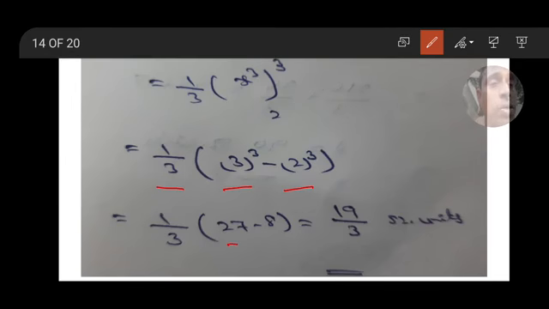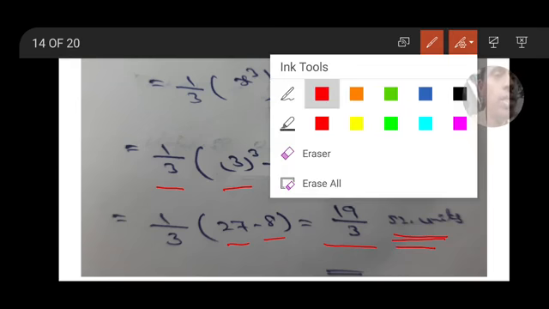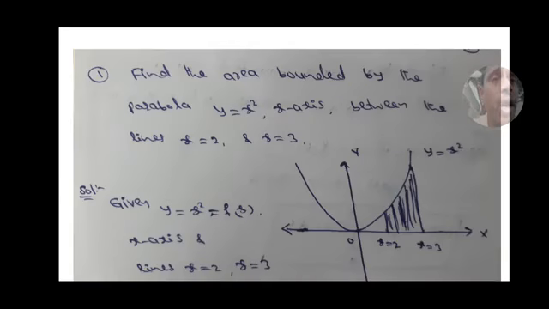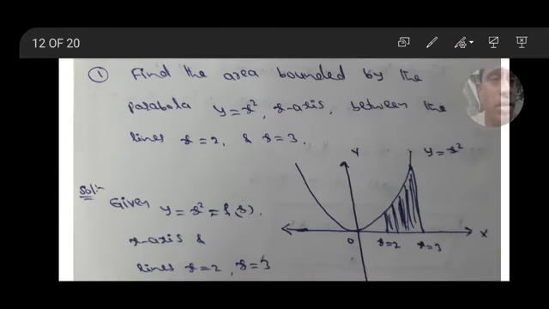3 cube means 27, 2 cube means 8, 27 minus 8, that is 19, 19 by 3 square units. Area means it is in square units. Okay, that is the answer. So in this, we only have to identify what is f of x. What is f of x?